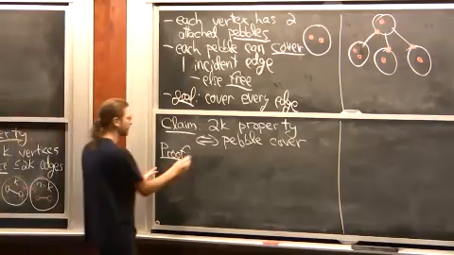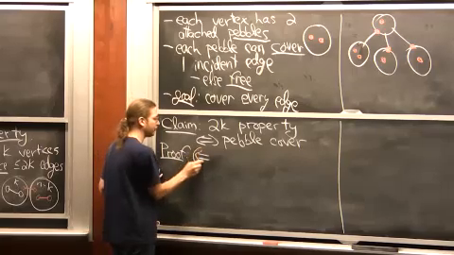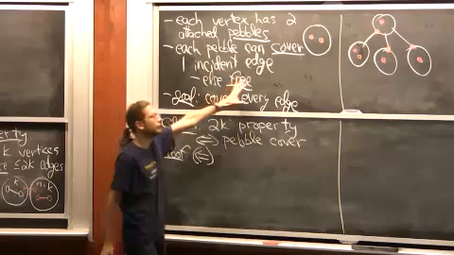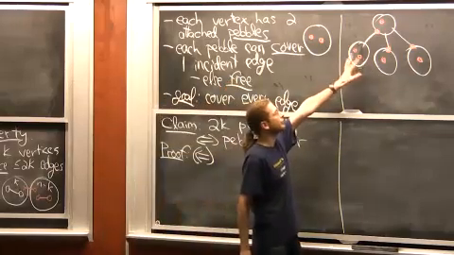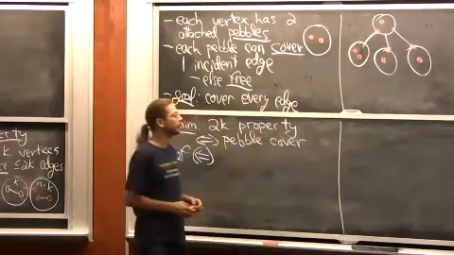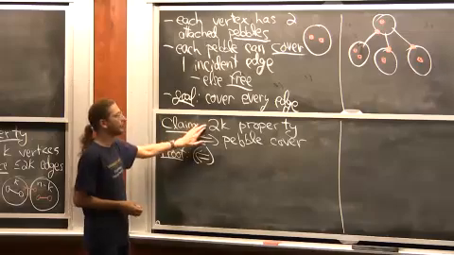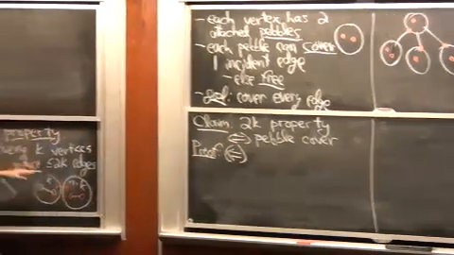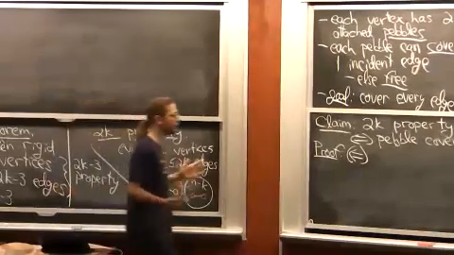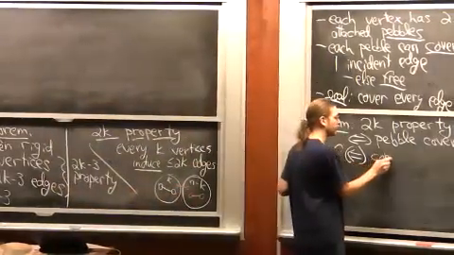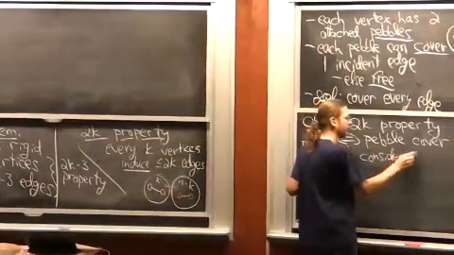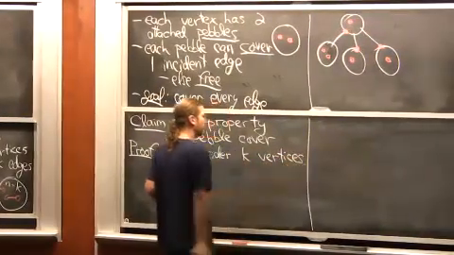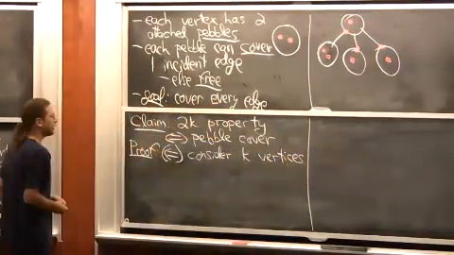So let's start with the left direction. Suppose I have a pebble cover. Suppose somehow I've achieved this property of covering all the edges using only 2 pebbles per vertex. I claim that we then satisfy the 2K property. The 2K property says you take any K vertices, you induce at most 2K edges. So let's consider K vertices. If someone chooses K vertices, it doesn't matter which. This should hold for all choices.